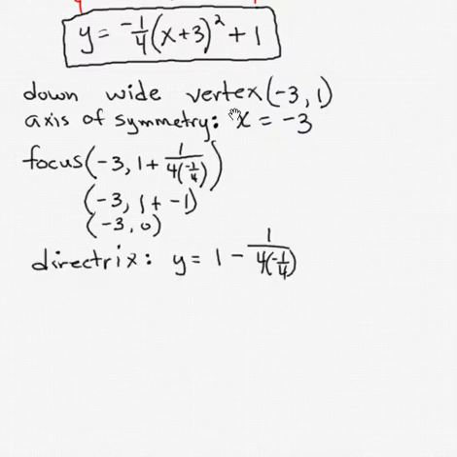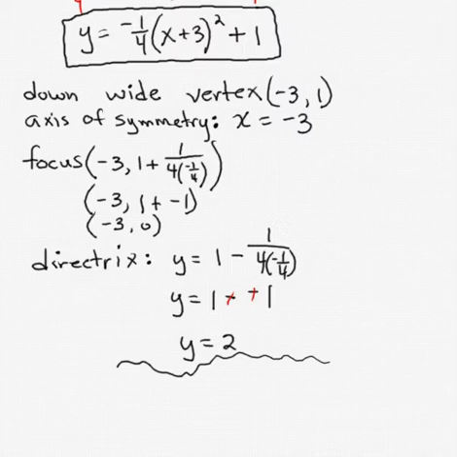Directrix, remember, if our axis of symmetry is x equals, directrix is y equals. It's going to be the y value of the vertex minus 1 over 4 times a. So that's minus a negative 1, which is the same as adding 1, or y equals 2.